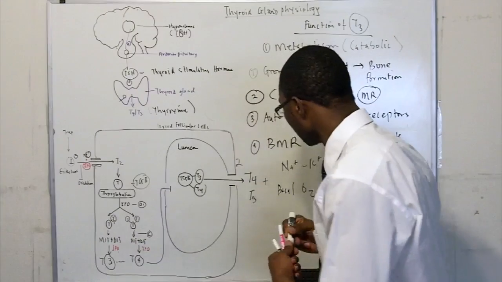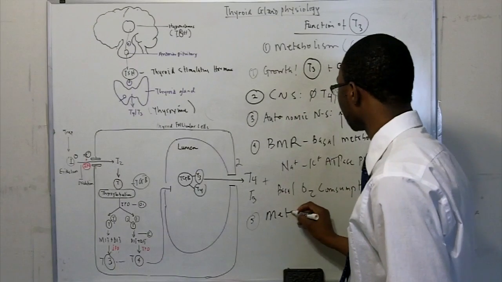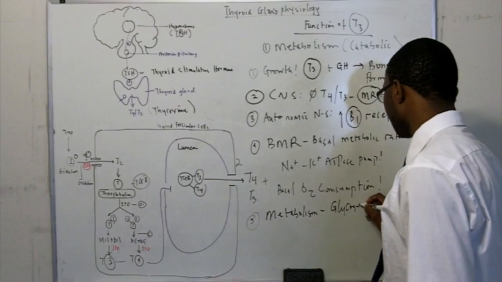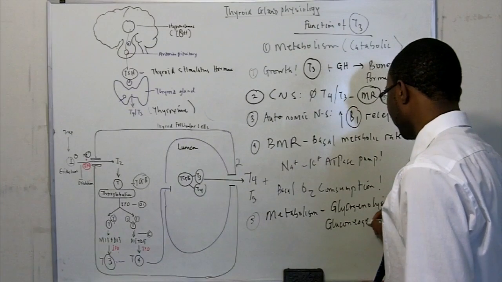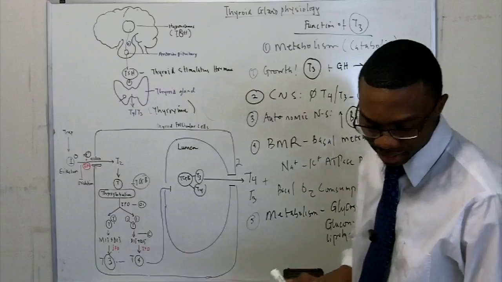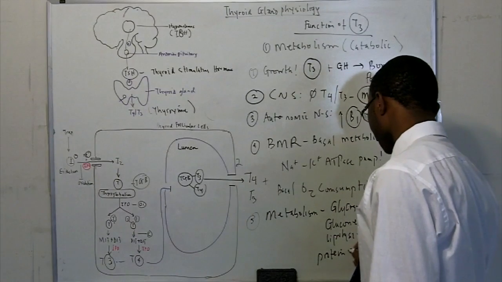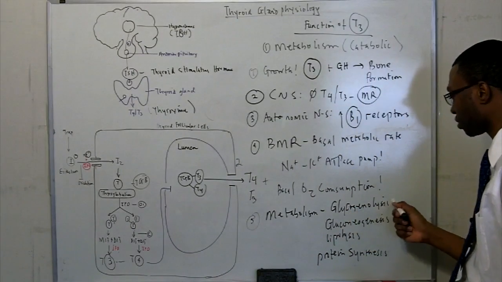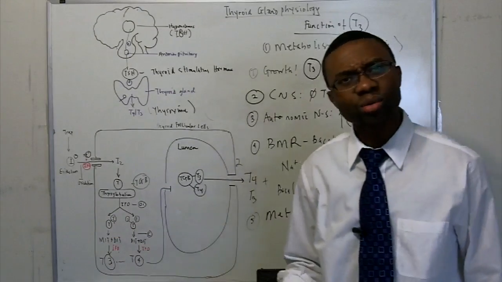Also, you think we're done with that? Last but not least, we said metabolism, right? Well, what is metabolism? We've got glycogenolysis, gluconeogenesis, lipolysis, protein synthesis. Now, guys, glycogenolysis means lysis of glycogen, which is a stored form of glucose, so we can break down glucose. I think we need glucose for our body, right?